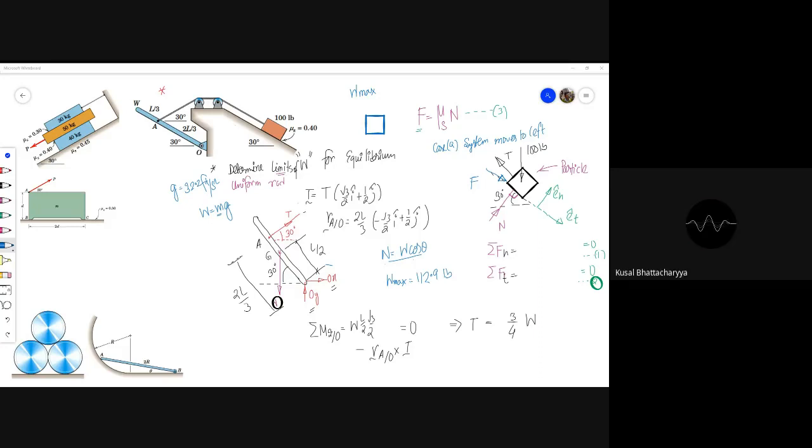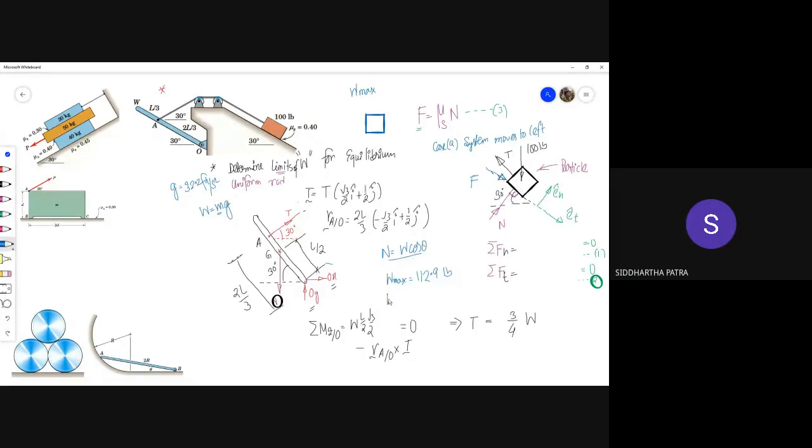Sir, I am getting W minimum as 20.48. Okay, so that is the weight, yes, right? Sir, yes, sir. 20 point something, 20.5, right? Yes, so that, sir, is 48, the weight. Okay. So that is the weight. But what about the masses? How much should be the mass?